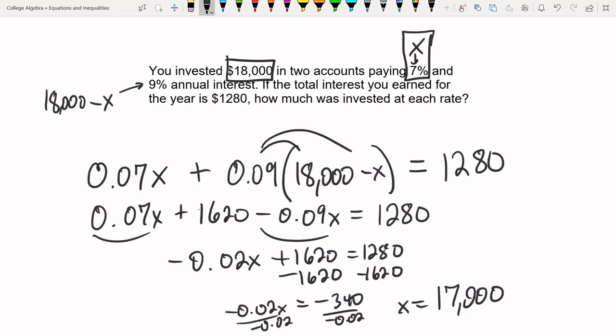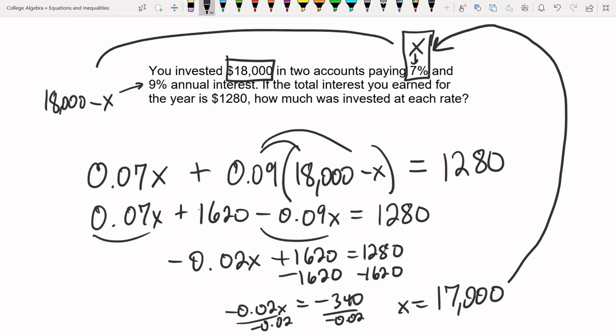Okay. Now, X equals 17,000, and we said that X is the amount of money that's invested at 7%. And how much then do we invest in the 9%? Well, we take 18,000 minus X, X is 17,000, which means we invest $1,000 in the 9% interest. 17,000 in the 7% interest, 1,000 in the 9% interest. That's how much was invested at each rate.